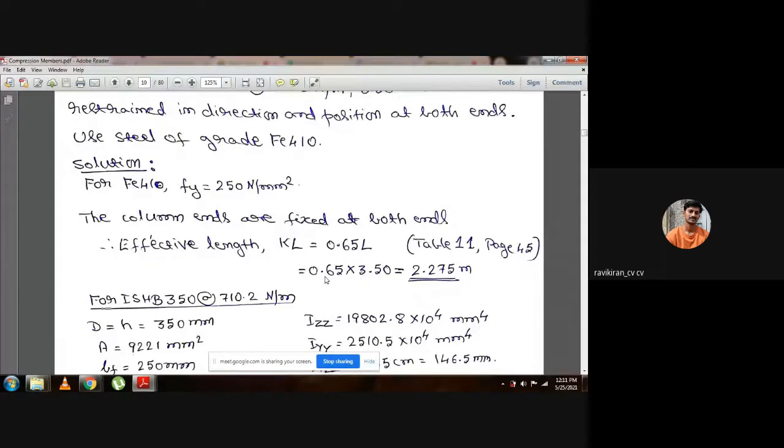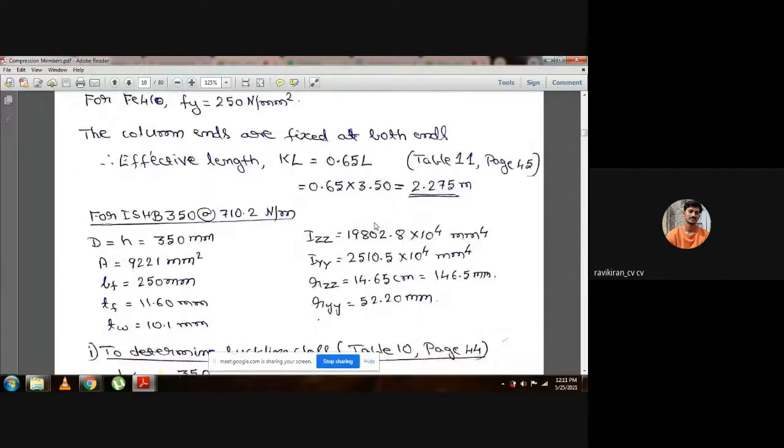You will get the effective length as 0.65 L. That is nothing but KL. K is a constant, L is the value given in the question. So for the constant, you should consider 0.65 and L is given as 3.5 meter. This will become 2.275 meter of effective length for the column.